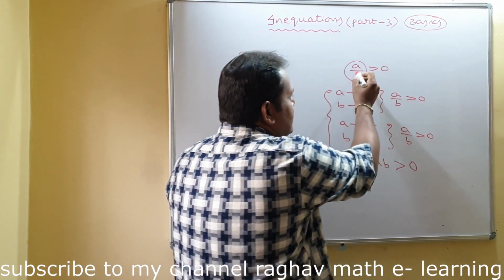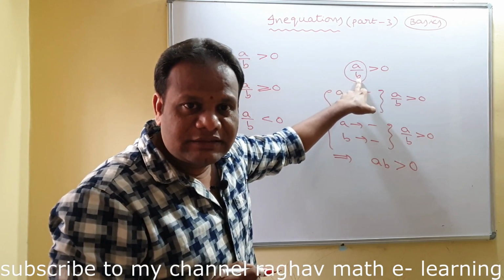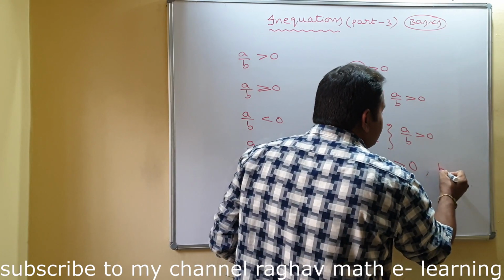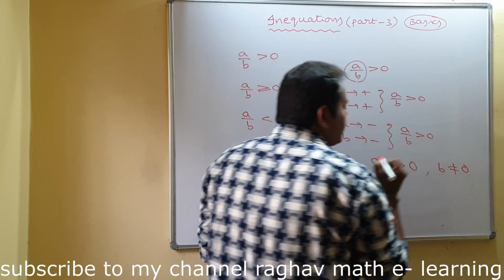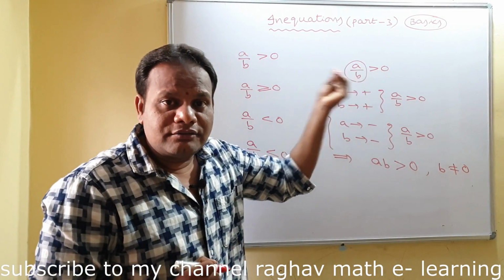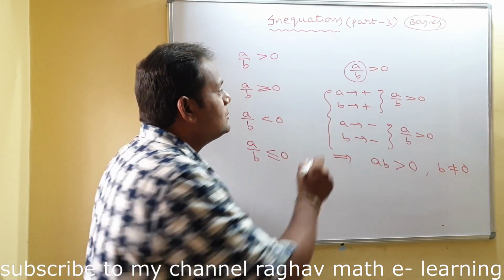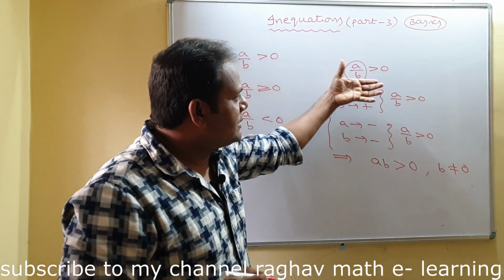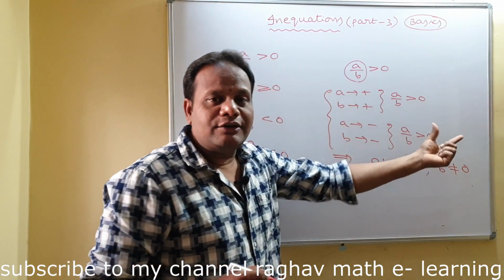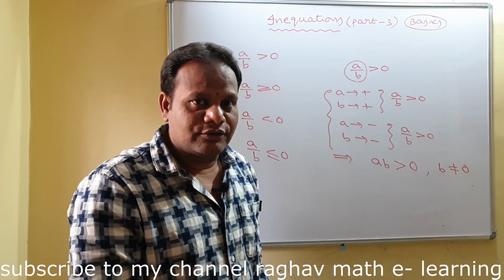But this is a fraction. If the denominator is 0, this is not defined. That is the reason here a by b positive and b not equal to 0. So the denominator is not equal to 0, otherwise it is not defined. So in any problem, if there is a by b positive, then you should take a into b positive and b not equal to 0.